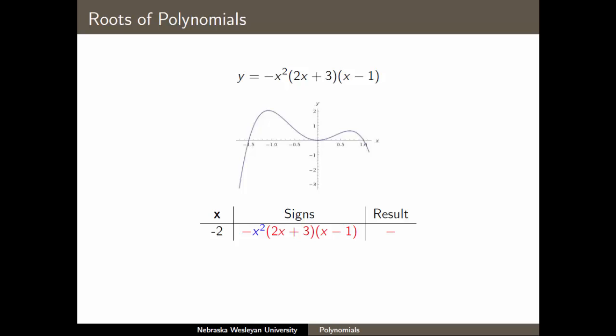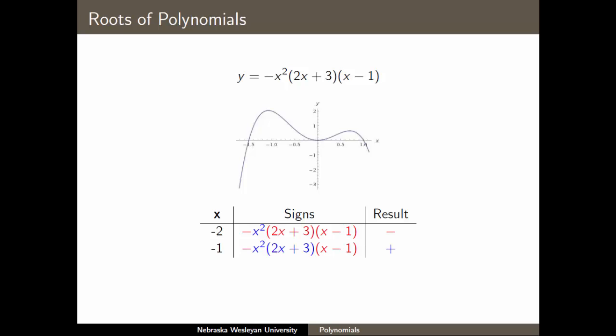So I have the negative sign out front, which is always negative. The x squared is always positive. And then for x equals -2, the 2x plus 3 is negative and the x minus 1 is negative. The result I have here is 3 negatives, which multiply to result in a negative. So plugging in x equals -2 gives us a y value that's negative, and that agrees with our picture.